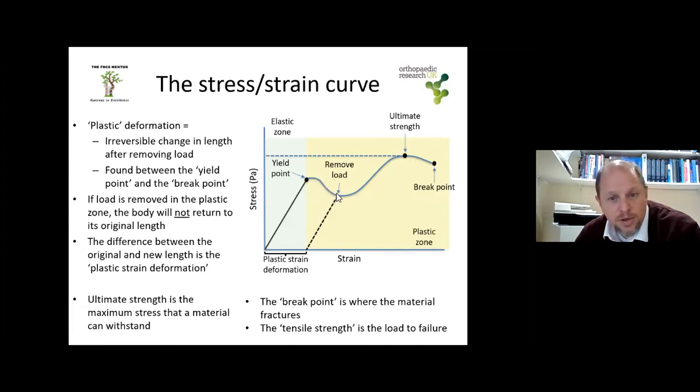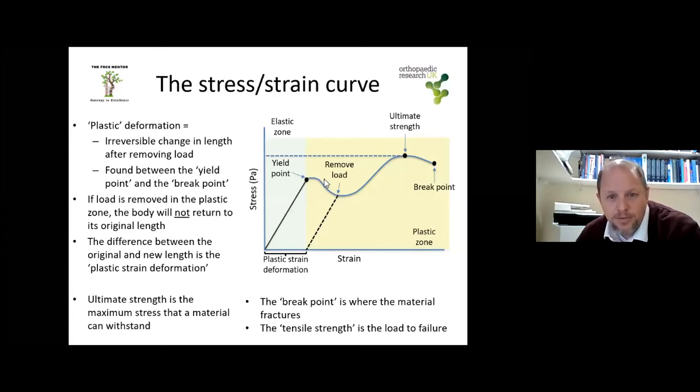If, for instance, you took away the load at that particular point, what would happen is that you would get some elasticity, but you would not return to the same length that you had when you first started. And so you would have a deformation. And we call that deformation, if a load is removed, the plastic strain deformation. In other words, you've reached the yield point, you've gone through the elastic zone, you've had permanent deformation, but then you've released it, and that's the final plastic strain deformation that you're left with.